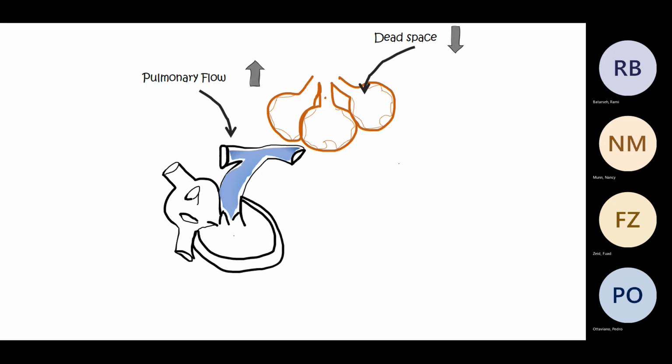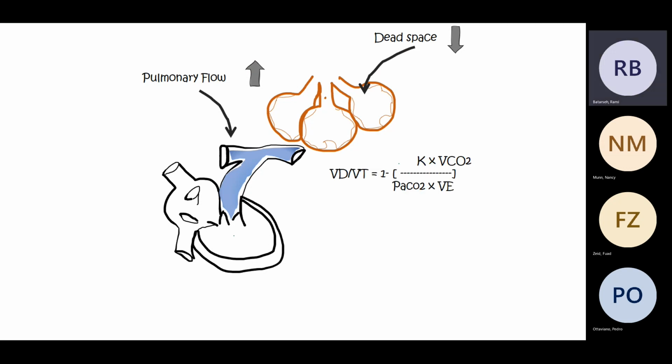Clear? All right. So there is an equation called the VD/VT equation. Most of you as a pulmonologist should know it. Okay, if you didn't know it before, you should know it today. So the VD/VT equation equals 1 minus a constant, K, times VCO2. What's VCO2? And we have it in the test, is that right? And then PaCO2, which is the carbon dioxide in the artery, times the ventilation.